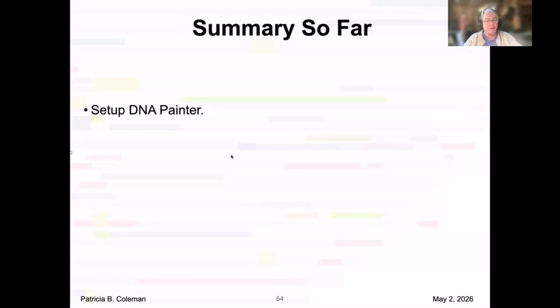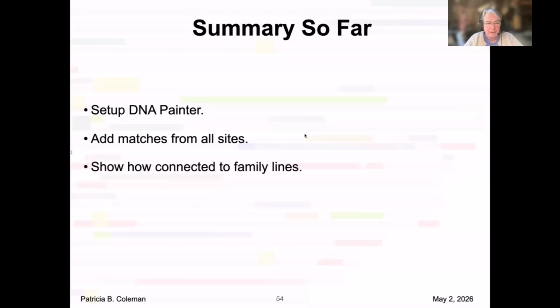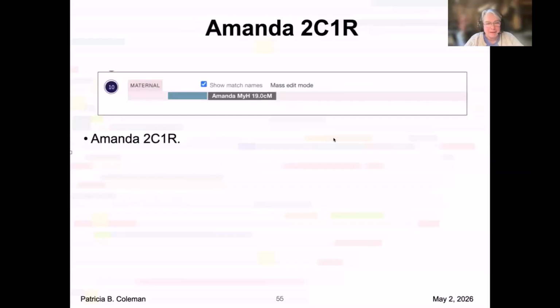So what we've done so far, we set up Painter. We added matches from all the different sites. We showed how to connect family lines, some of my examples. There's one more thing I want to show you, because this is kind of fun, I think.